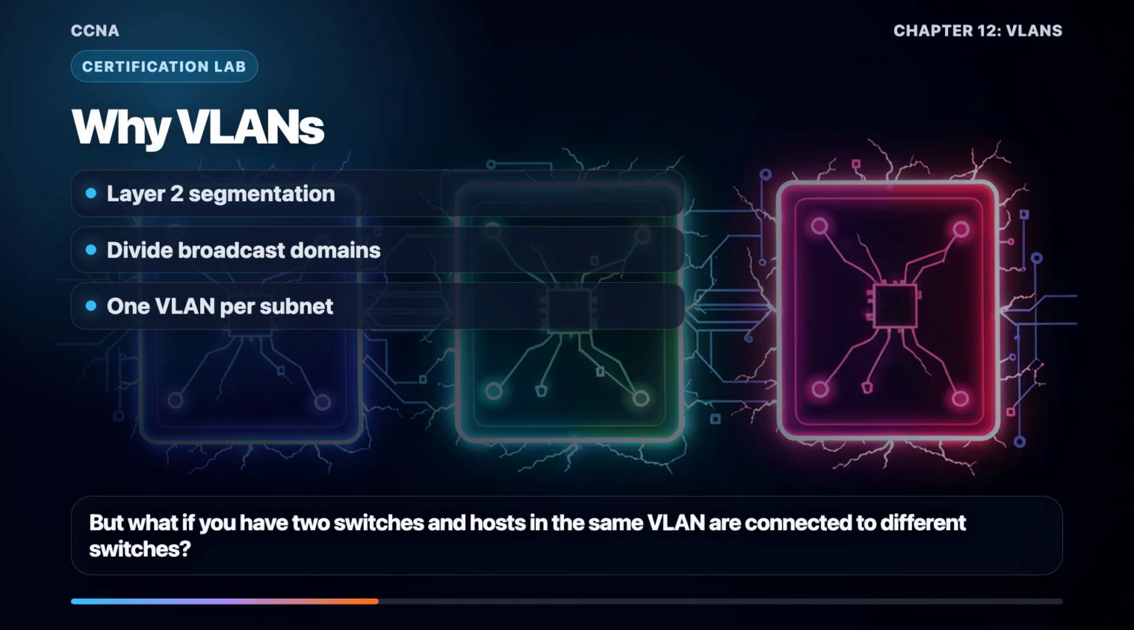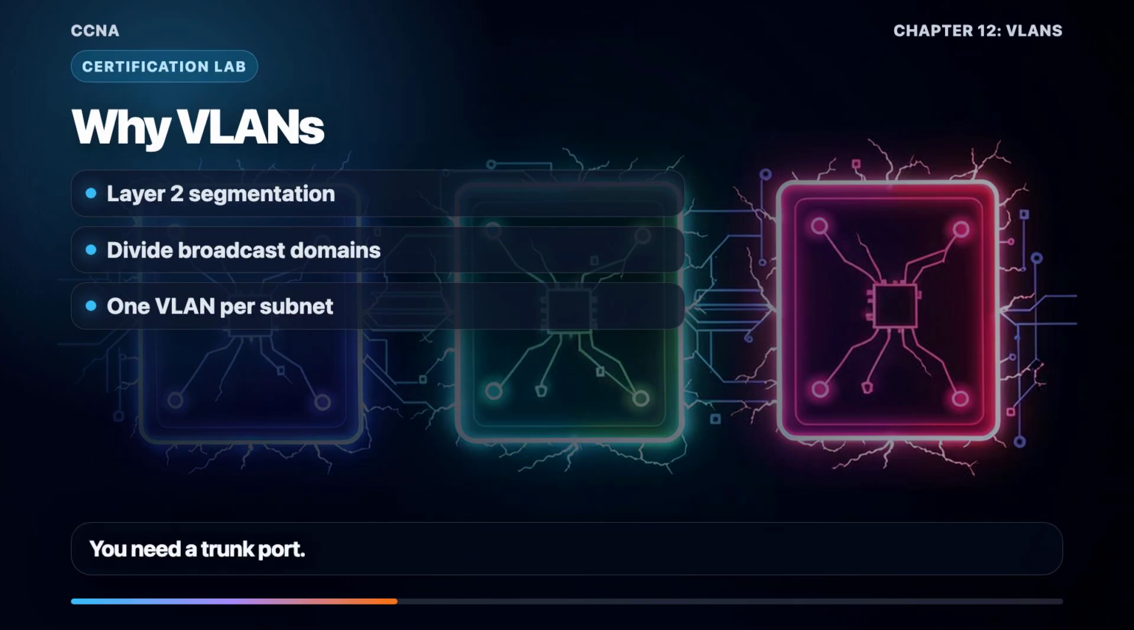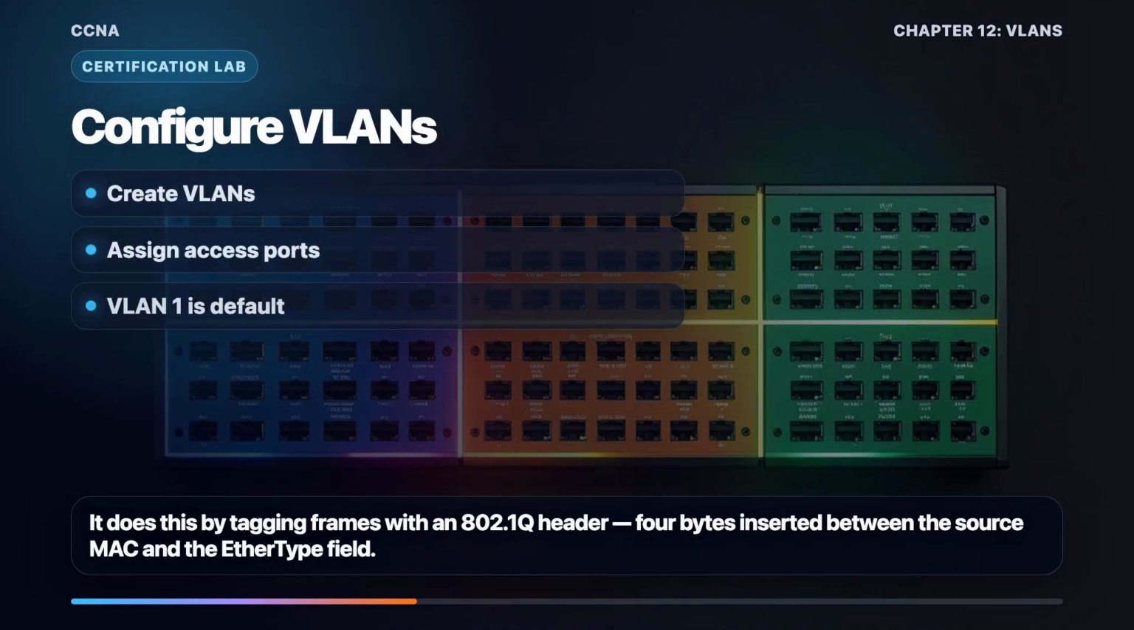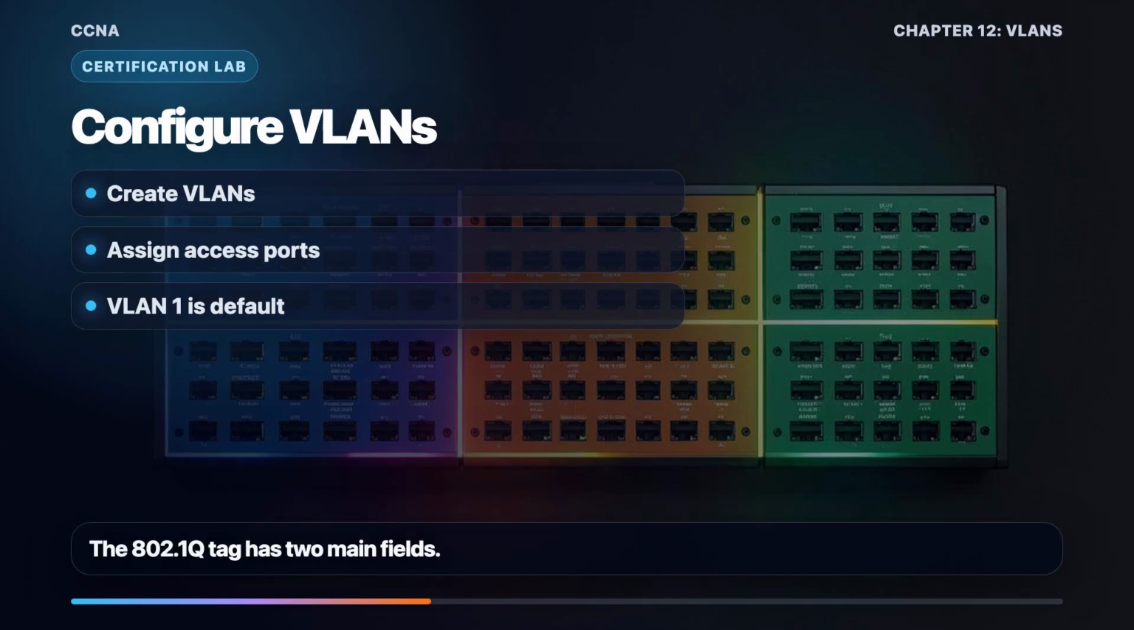But what if you have 2 switches, and hosts in the same VLAN are connected to different switches? You need a trunk port. A trunk port carries traffic for multiple VLANs. It does this by tagging frames with an 802.1Q header, 4 bytes inserted between the source MAC and the EtherType field. The 802.1Q tag has 2 main fields.